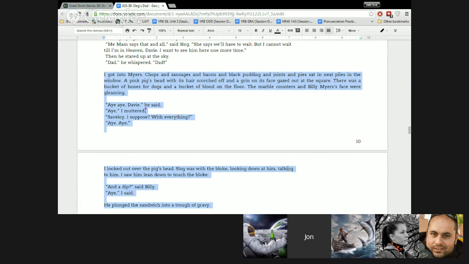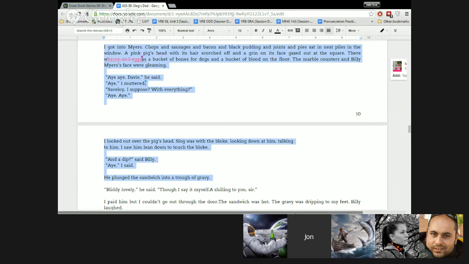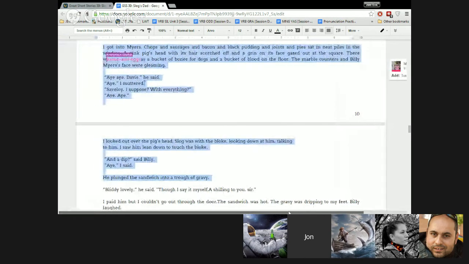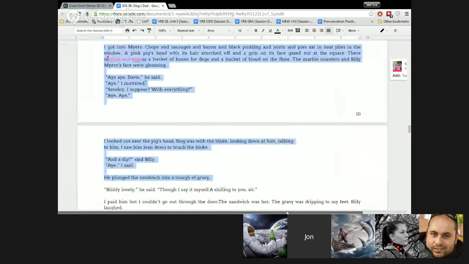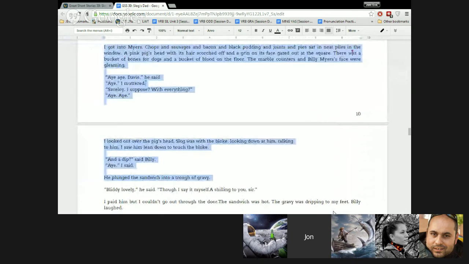Aye, David, he said. I muttered, Aye. Save Lloyd, I suppose, with everything. Aye. I looked out over the pig's head. Slog was with the bloke, looking down at him, talking to him. I saw him lean down to touch the bloke.